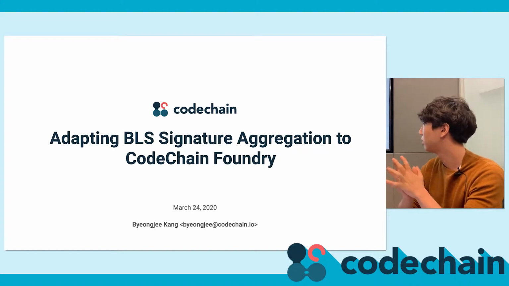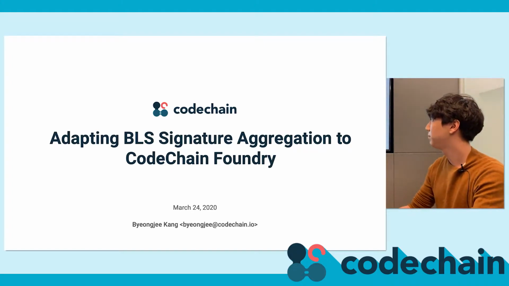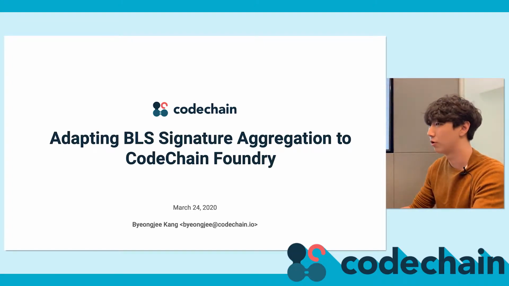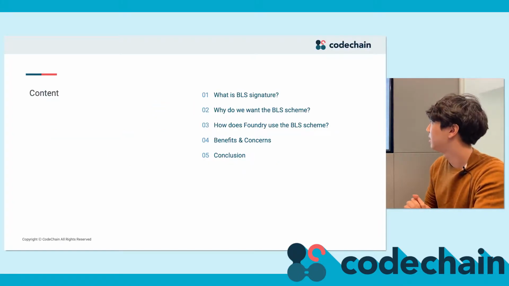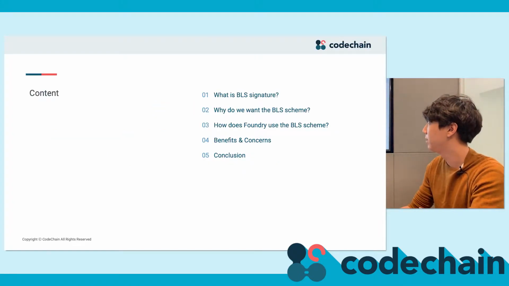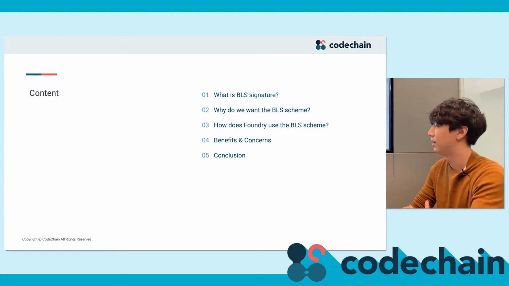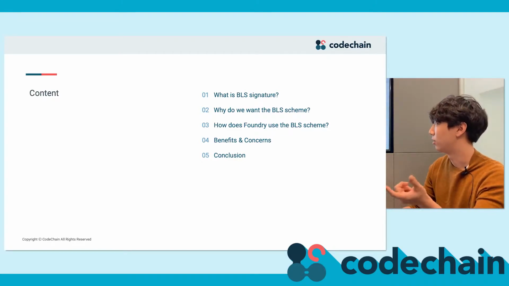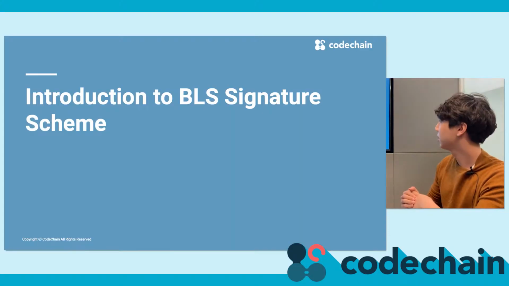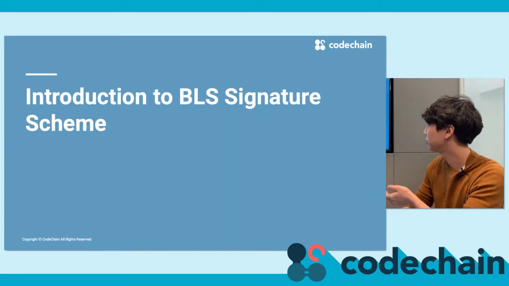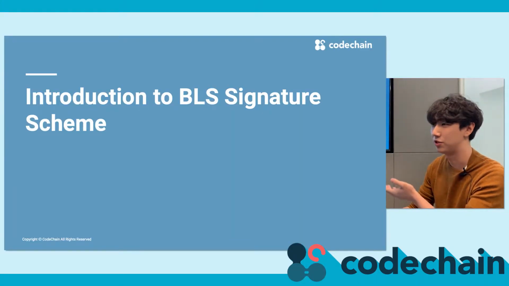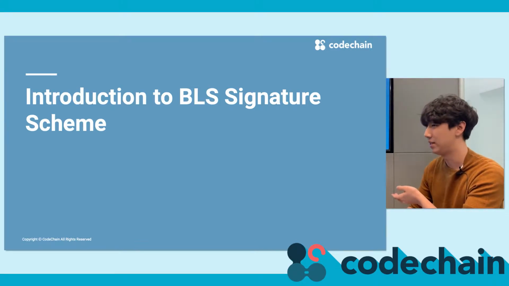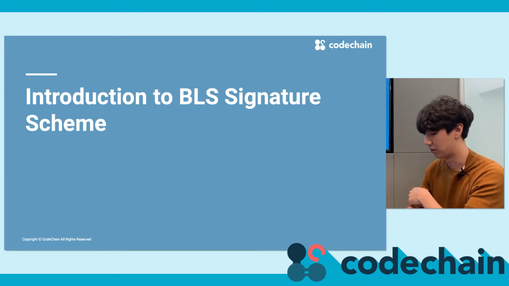Today I'm going to talk about how we adopted BLS signature aggregation to CodeChain Foundry. In these slides I'll talk mainly about, first, what the BLS signature is and why we want it, and how we adopted it into Foundry, and some benefits and concerns on our new scheme. First, I'll give a brief introduction to BLS, what BLS signature is and why we need it in CodeChain Foundry.